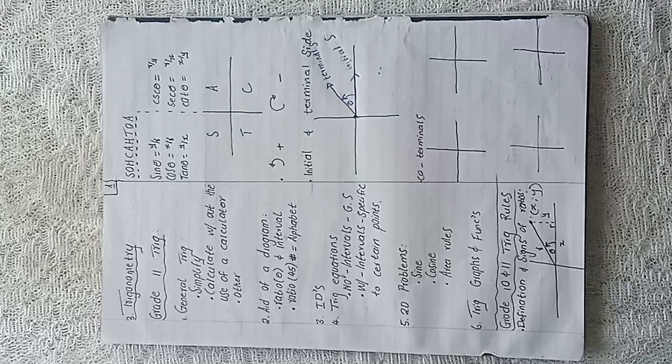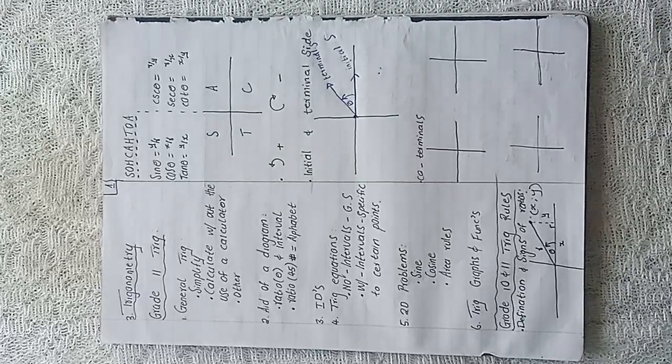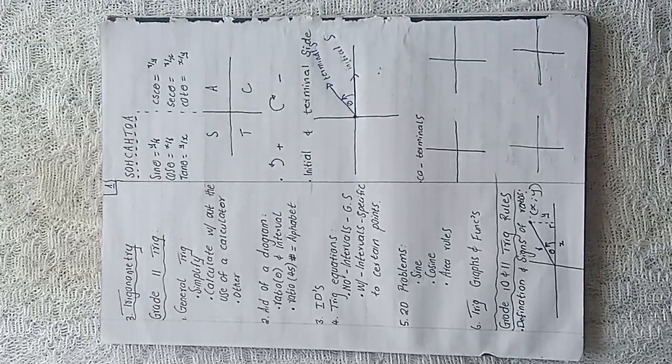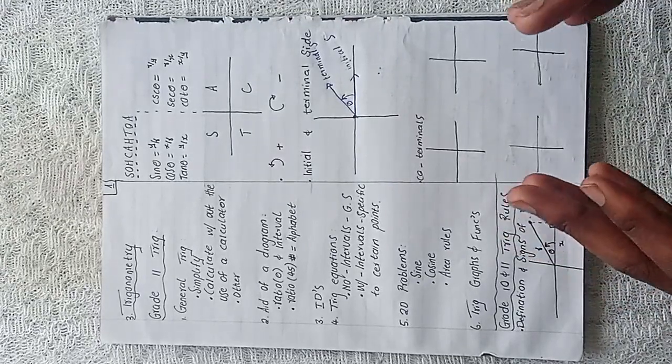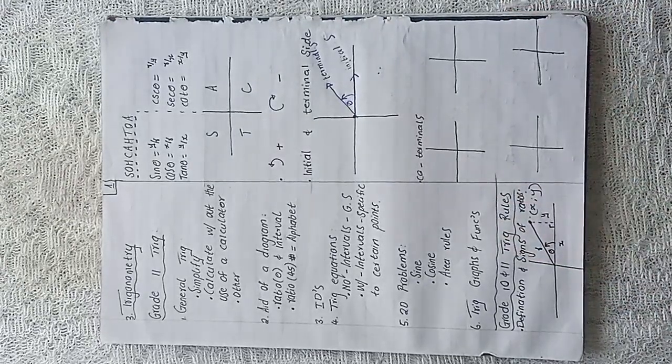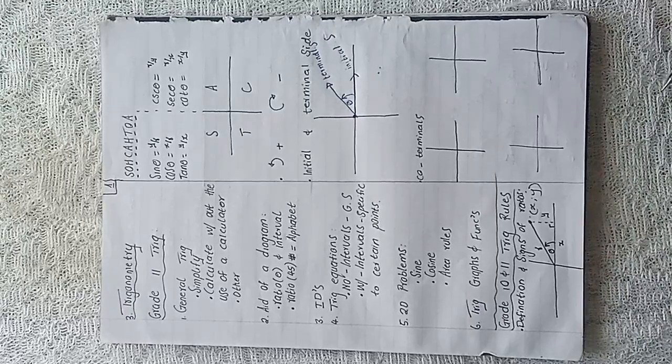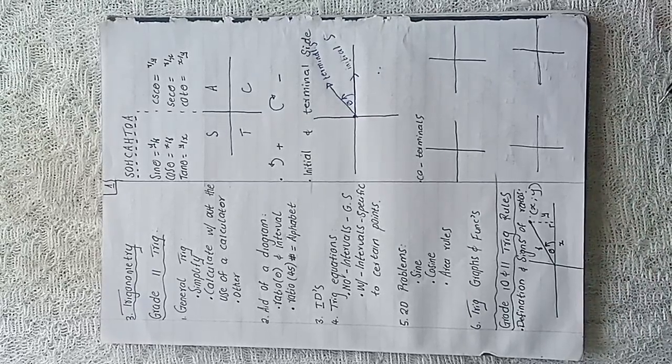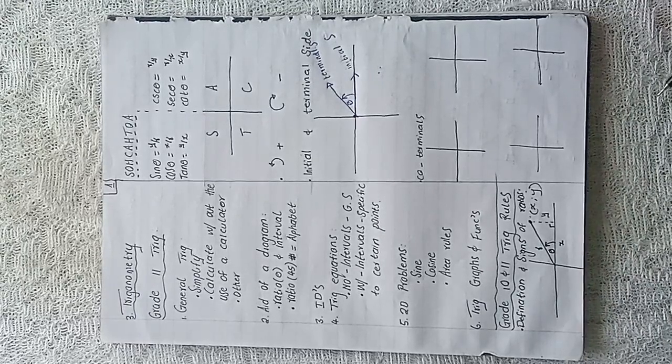So let's move on to coterminals. What are coterminals? Coterminals are angles that share the same initial side and the terminal side. They are not equal, but they share the same initial side and the terminal side.